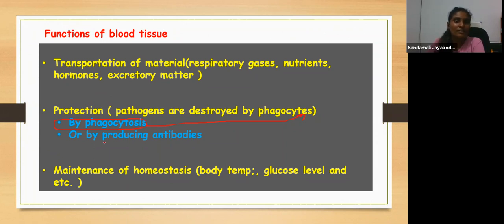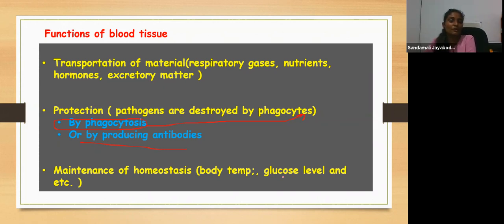And then there's another method. Rather than engulfing and destroying by phagocytosis, they produce some weapons named antibiotics. So another function of this blood is to produce antibiotics to destroy pathogens. And then as the third function, they maintain homeostasis in our body. As an example, our blood temperature can be controlled. Our blood glucose level can be controlled. And there are many functions of this kind in our blood tissue. They are controlling our body.